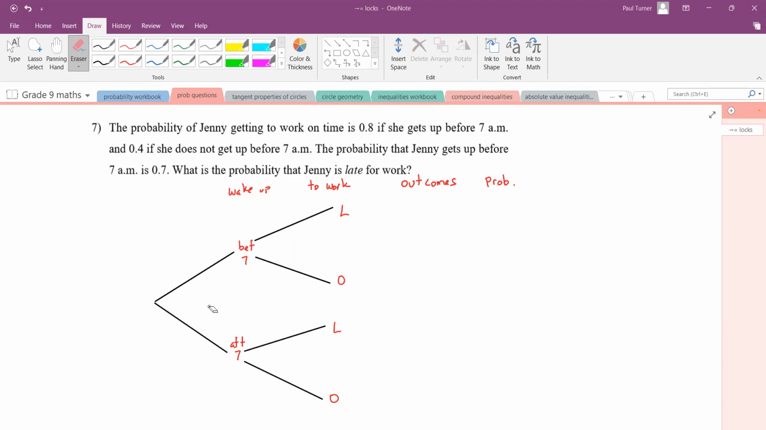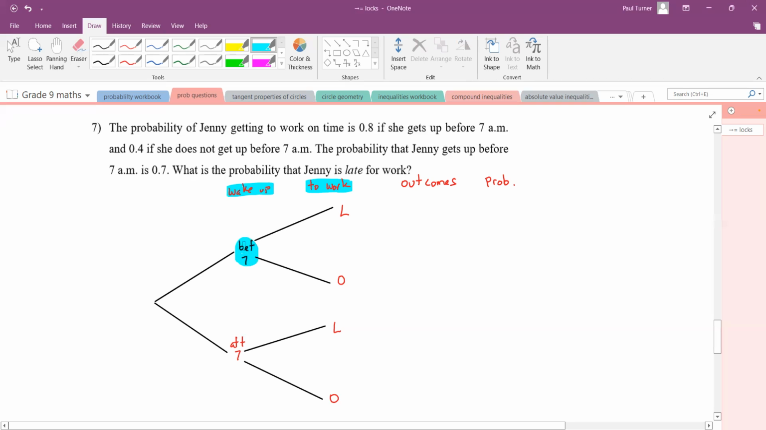So the normal procedure in the morning is that you wake up, don't you? So we put the waking up as the first event. Second event, you will go to work. And you can either get up before 7 here, or you can get up after 7 here. And in each case, you could either be late for work or on time for work. Late or on time here.